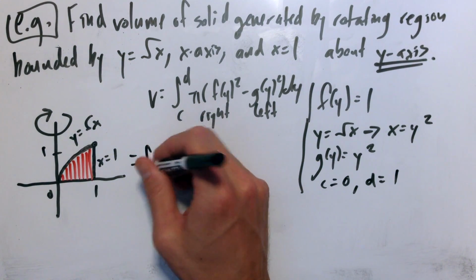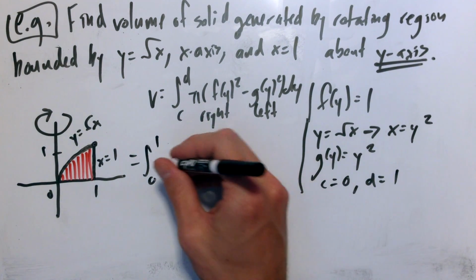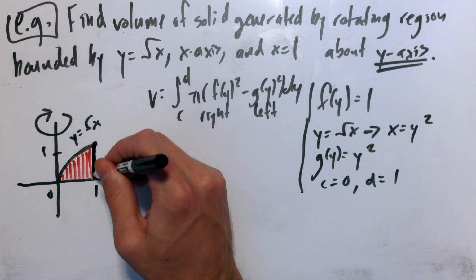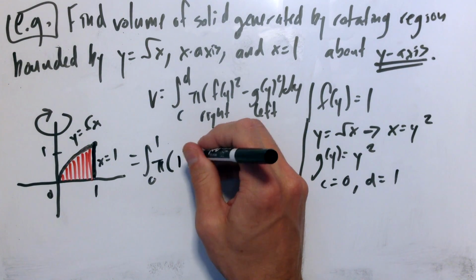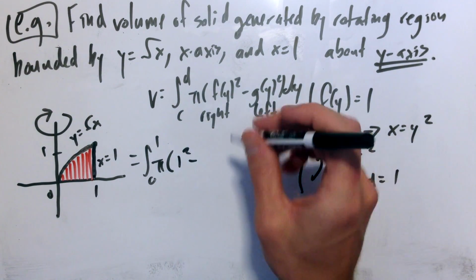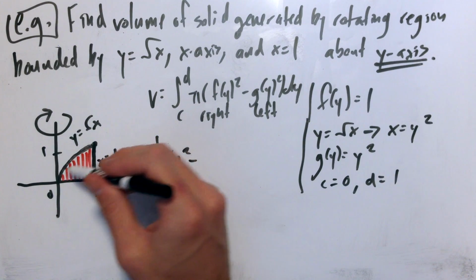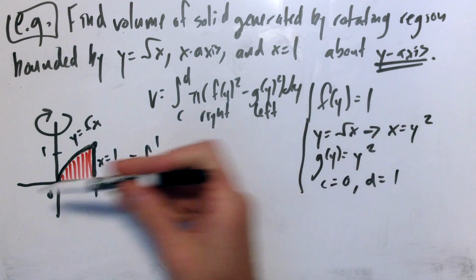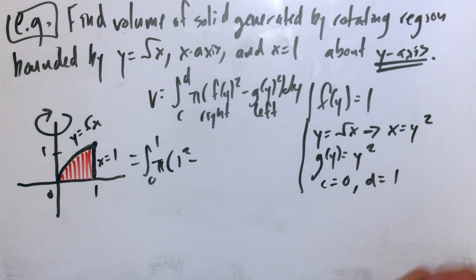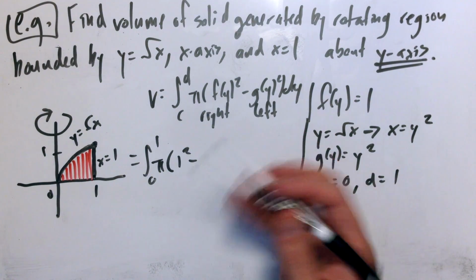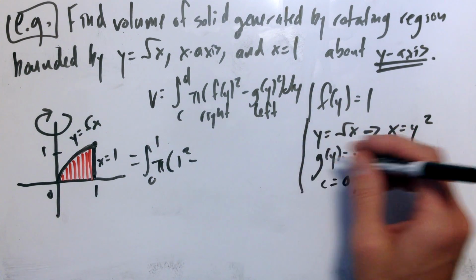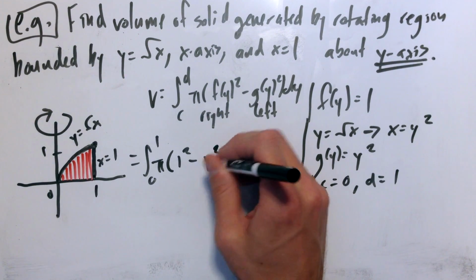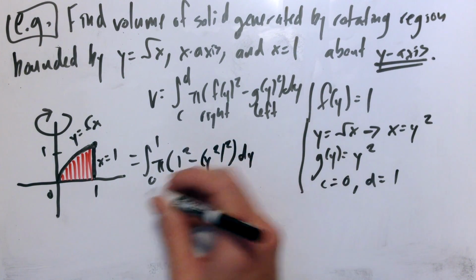So our volume is the integral from 0 to 1 of pi times f of y squared. Again, f of y is this guy right here, so that's 1 squared minus g of y squared. That's the left curve. Because to the left is the smaller direction in the x direction, so a smaller function will be to the left. So that's minus g of y squared. G of y is y squared, so we get y squared squared dy.